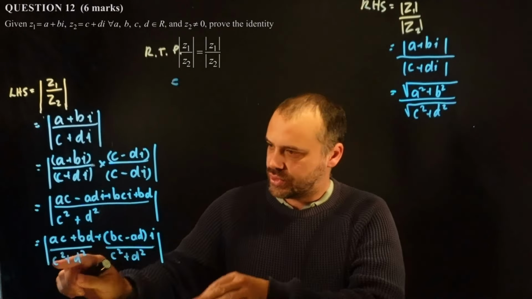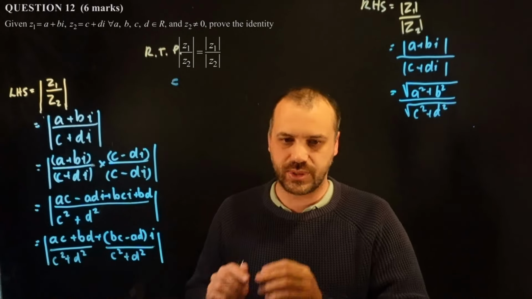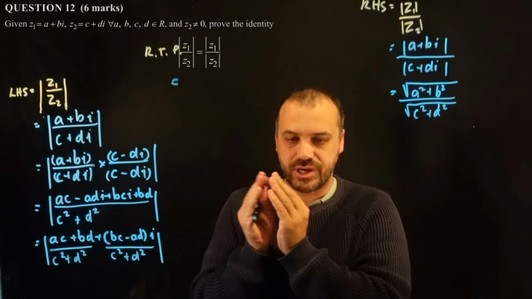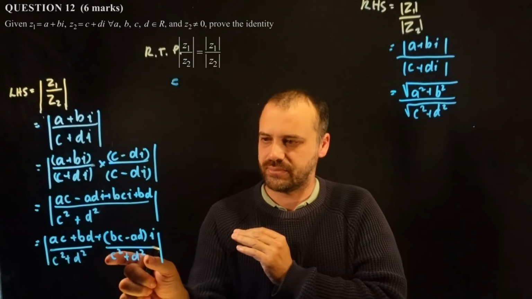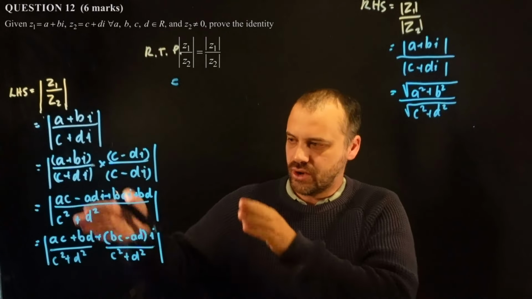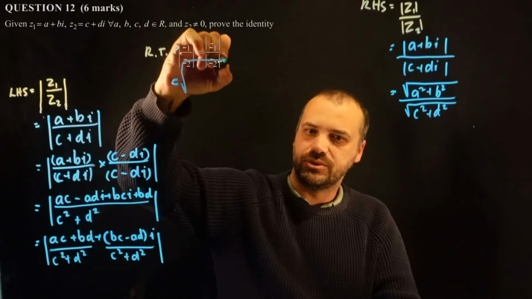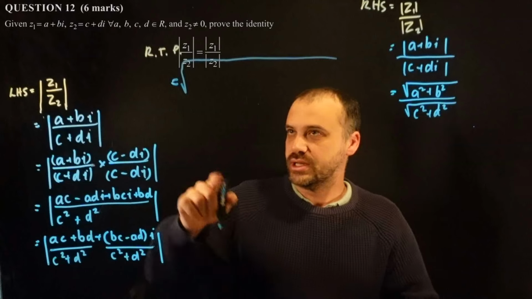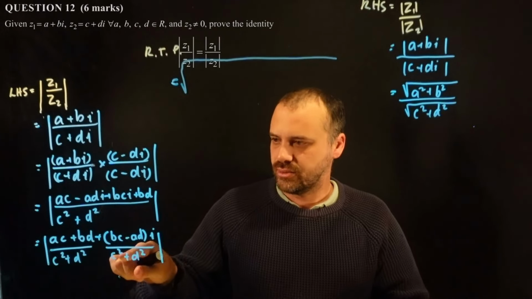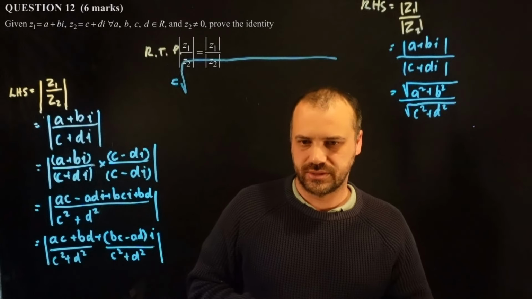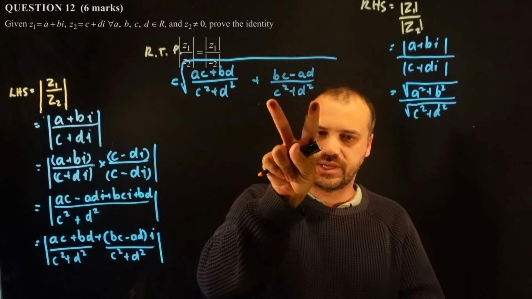All right, moving along. Now, it's hard to see, but this, AC plus BD over C squared plus D squared, is a single number. It's the real component of this full complex number. This is a single number. It's the imaginary component. We're trying to find the magnitude of it. So the magnitude of it's going to be equal to the square root of all of this squared plus all of this squared. Okay, I've done most of the work. I've written all of those out, but I haven't squared this yet, and I haven't squared this yet.